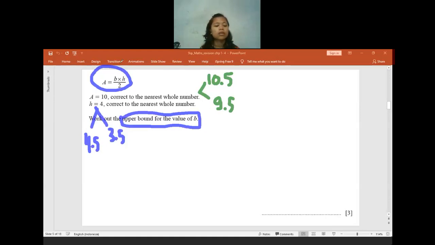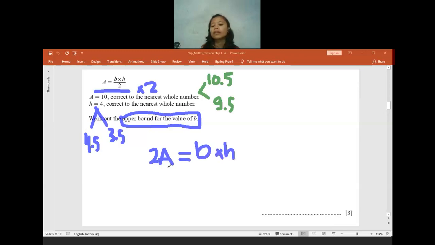We move things around. So A equals BH by 2. First thing we have to do, we can multiply all the sides by 2. Why did I multiply everything by 2? So I can cancel the division part here. So A times 2 will be 2A. And then BH divided by 2, if I multiply it by 2, I can cancel the number 2. That's why it will be only B times H.